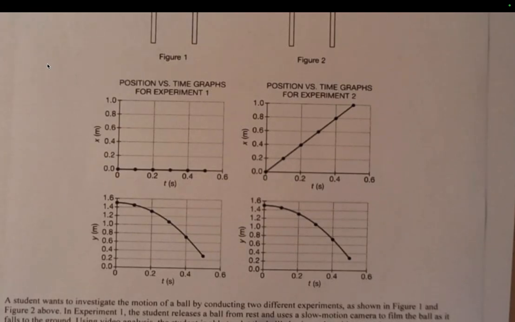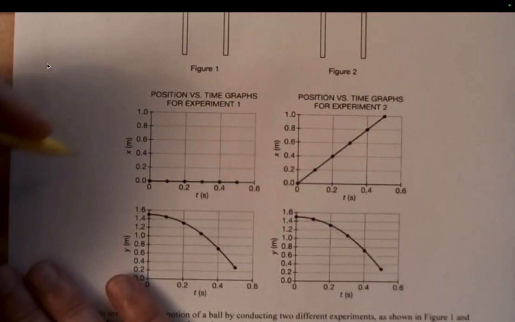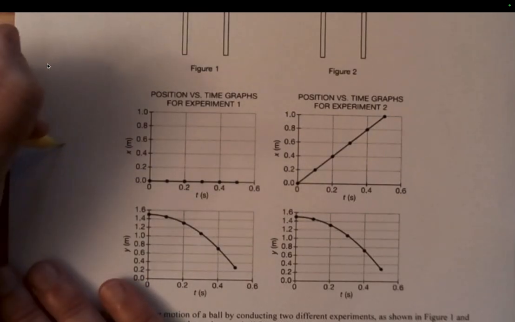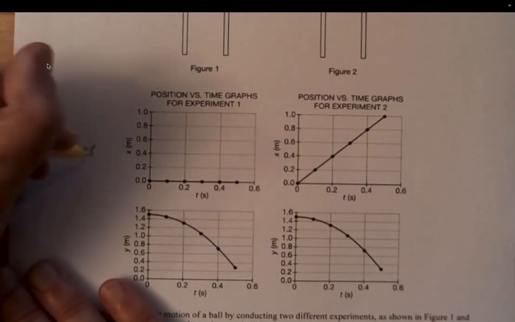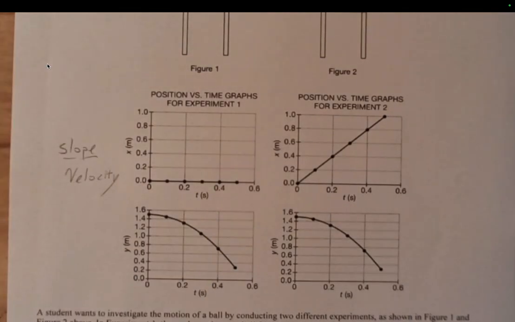And so I always like to tell us to think about either slope or area. So I know with position and time, the slope is my velocity. And I know the area really doesn't tell me anything here, but we know that the slope tells us about the velocity in either one of these graphs.